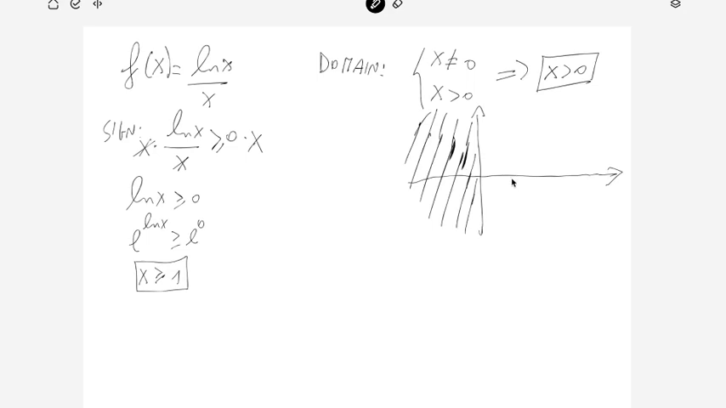This is the study of the sign, so I have 1 here. I do just a straight line here, just to say that when x is greater than 1, the function is positive, so I erase this part. When x is smaller than 1, the function is negative, so I erase this part. Okay, now, asymptotes.